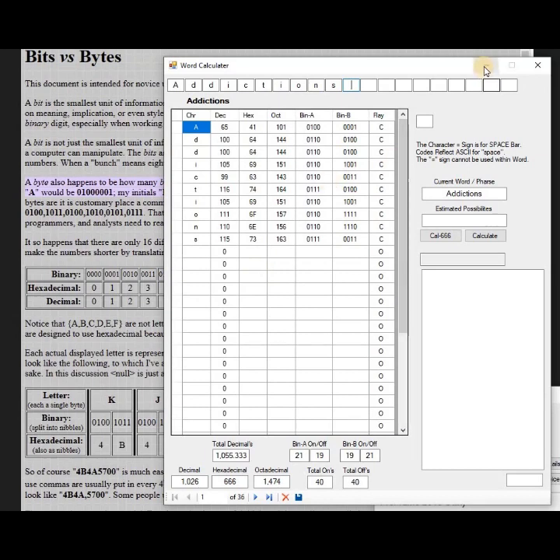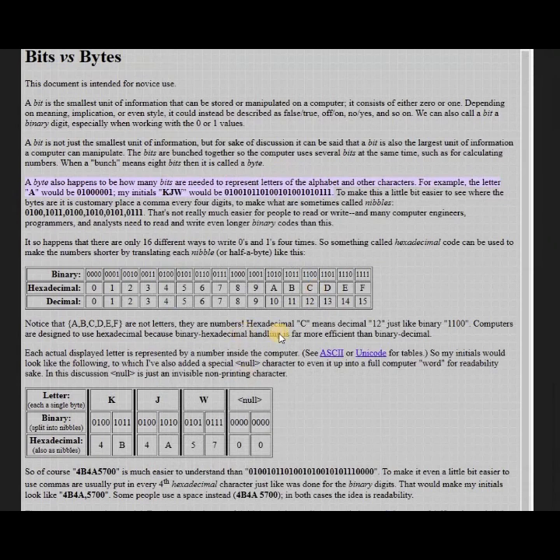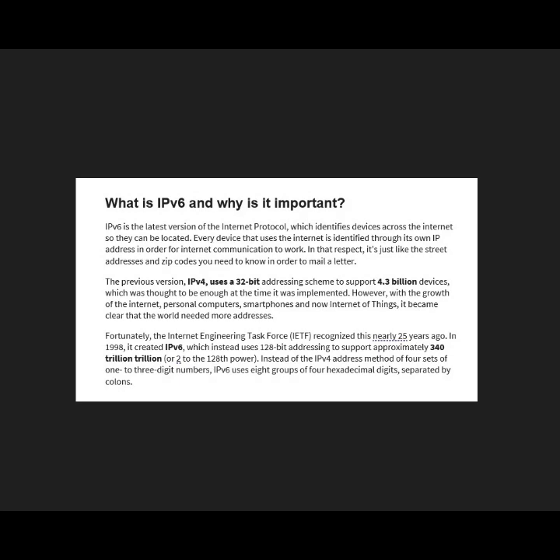So what I did was I just kept researching the area of computer science. And then I started looking at the IP addresses. So we've had two types. We've got IPv4, which is 32-bit, which is what we're used to.